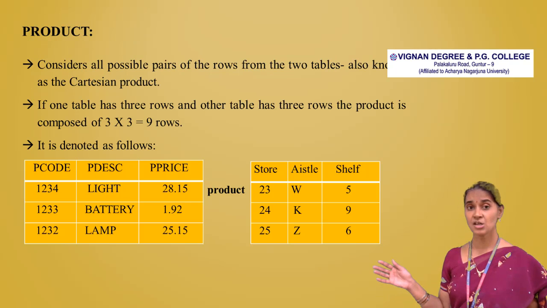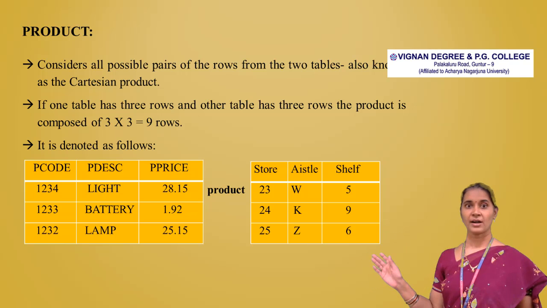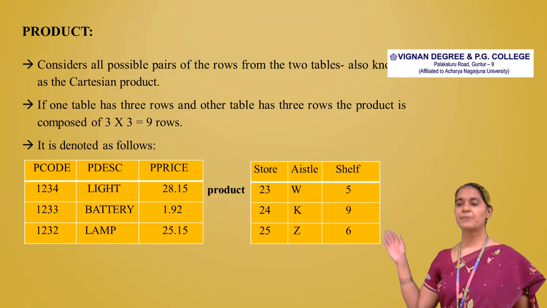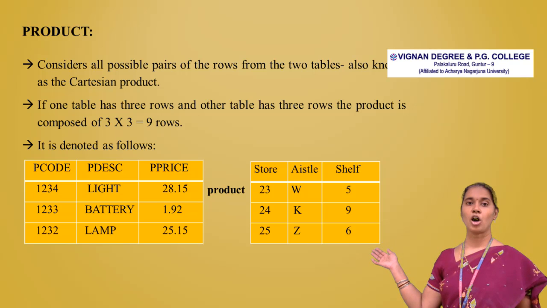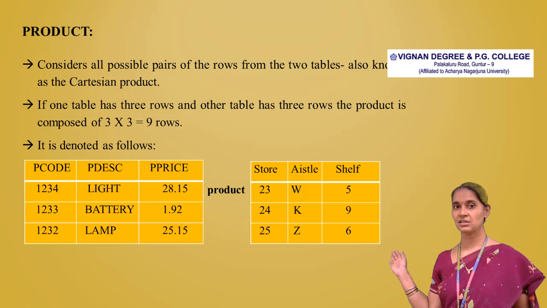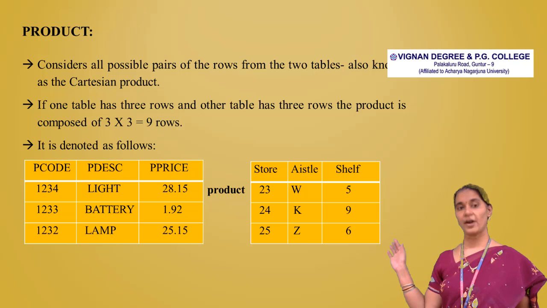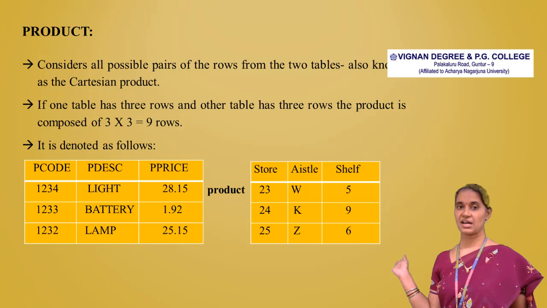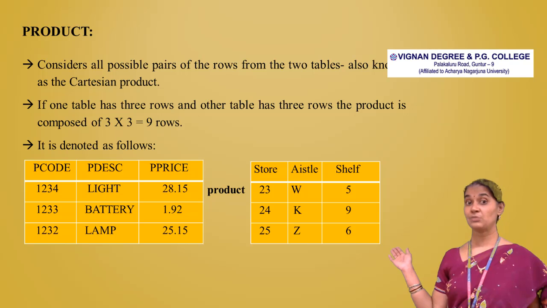Followed by the next one, product. Here comes the most important part to be known, product. Product is nothing but multiplication, here called the Cartesian product, which is represented with the symbol into. It considers all possible pairs of rows from two tables, also known as Cartesian product. All possible pairs of rows.